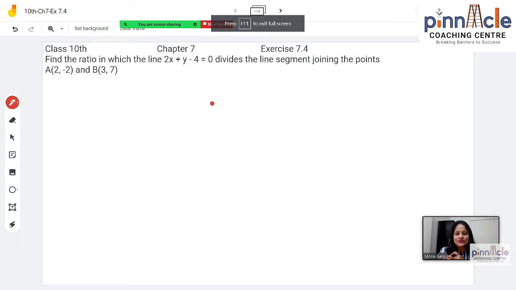Hello class 10. So today we are going to do some important questions from chapter 7. It is coordinate geometry. You have already used distance formula, section formula, midpoint formula in this chapter. So basically we are going to use these formulas only. The thing is only the format or pattern of the question has changed a bit.